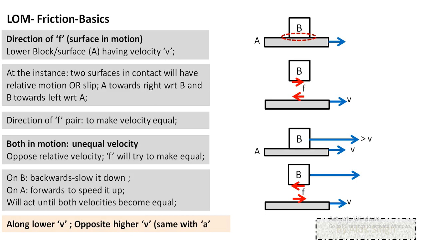The same case is applicable in the case of acceleration. If two blocks have unequal acceleration, friction will be opposite to the higher acceleration and along the lower acceleration. So you notice, this is the opposite direction, this is the same direction. That's the direction of force. That's another way to understand the direction of friction force when both objects are in motion.